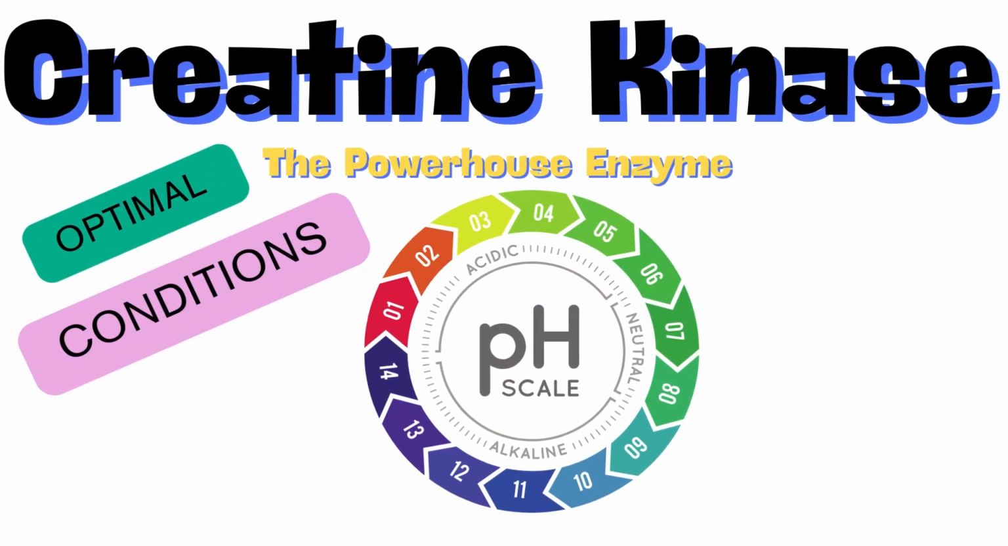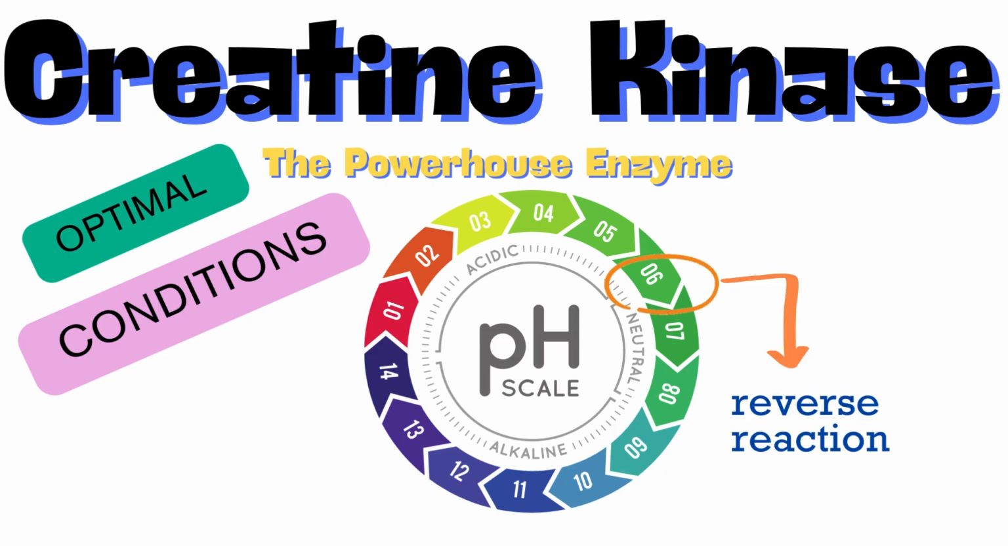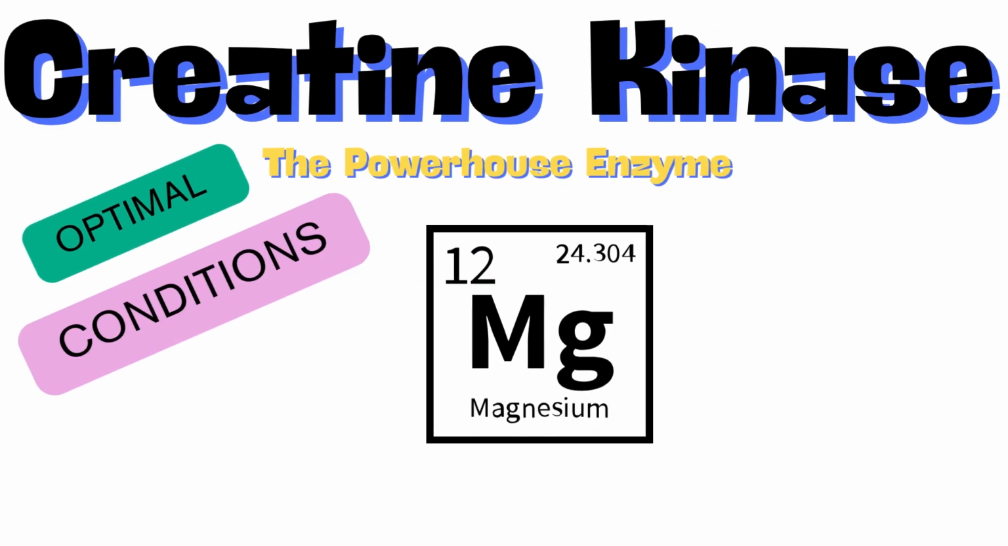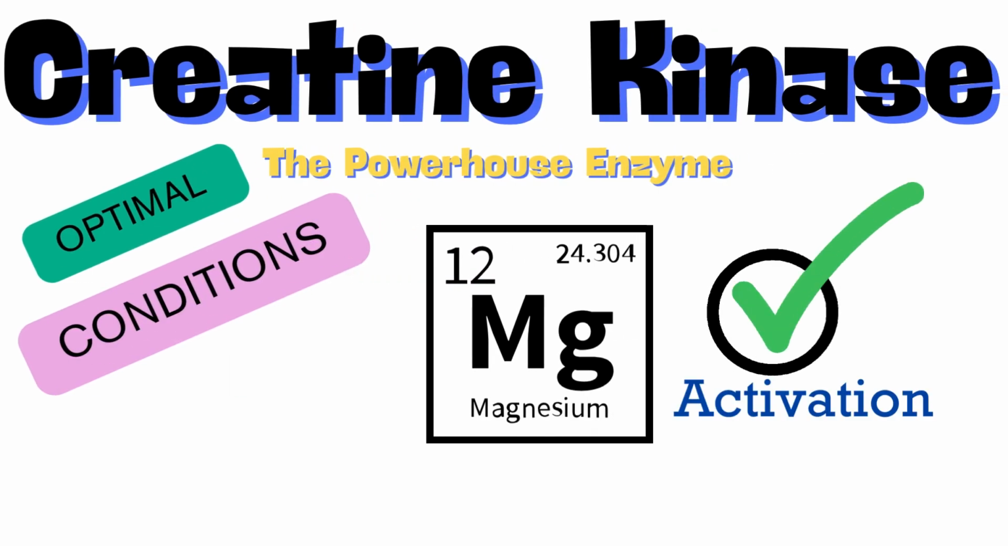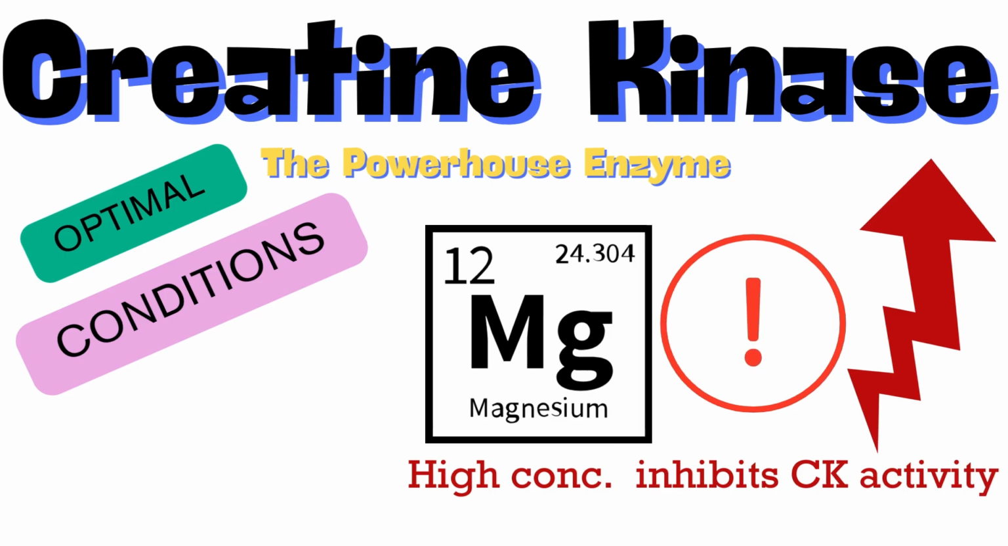Optimal conditions. The enzyme functions optimally at pH 9.0 for the forward reaction and pH 6.7 for the reverse. Magnesium ions are crucial for activation, but in high concentrations, they inhibit CK activity. Various ions and inhibitors also affect its functionality.